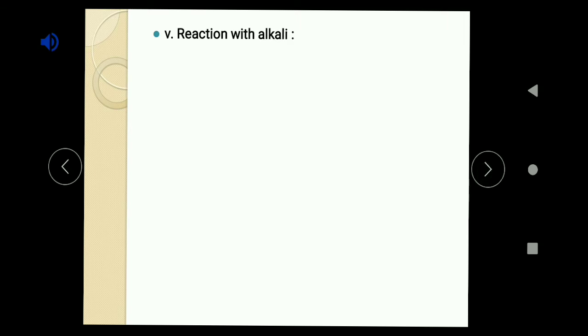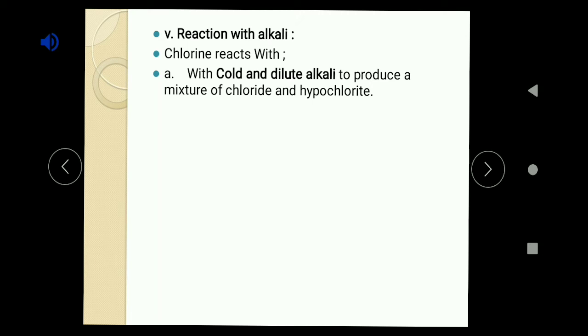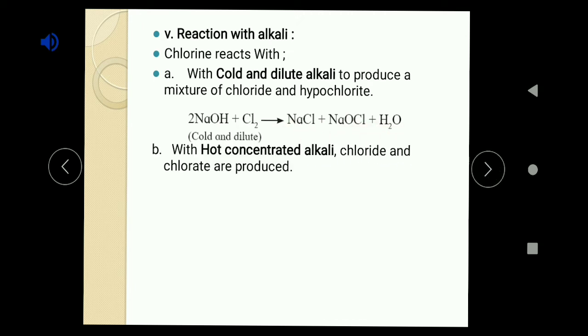Now we will see the next reaction, with alkali. Again, with alkali, it gives two types of reactions. That means in presence of cold and dilute alkali, it gives one product, and with concentrated alkali, it gives other products. With cold and dilute NaOH, chlorine gives sodium chloride and sodium hypochlorite, NaCl and NaOCl, along with water. But with hot concentrated alkali, it gives sodium chloride and sodium chlorate, NaClO3 instead of NaOCl. So this is the difference.